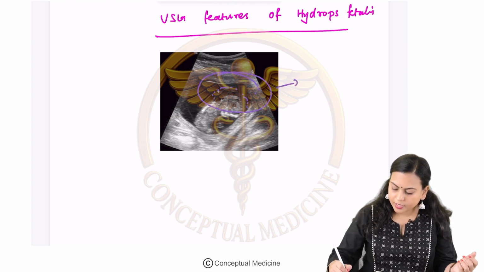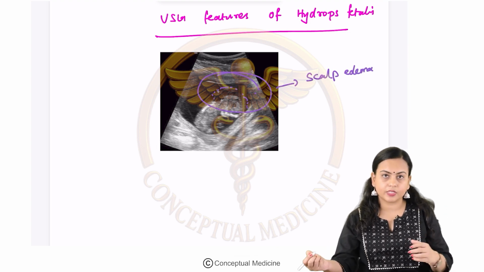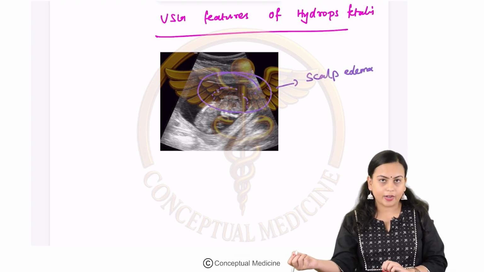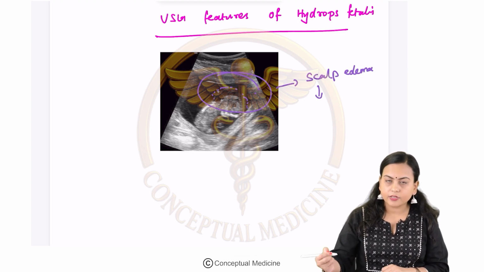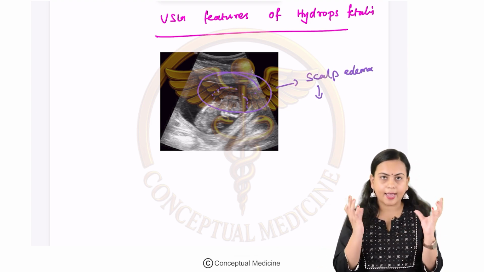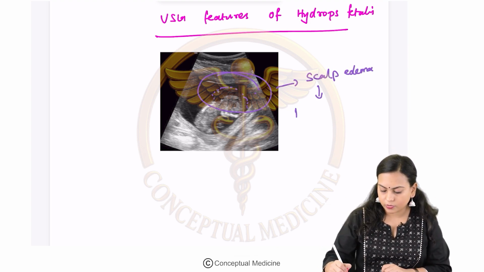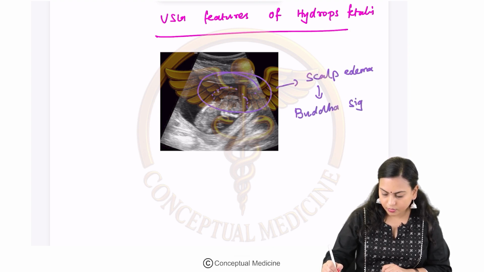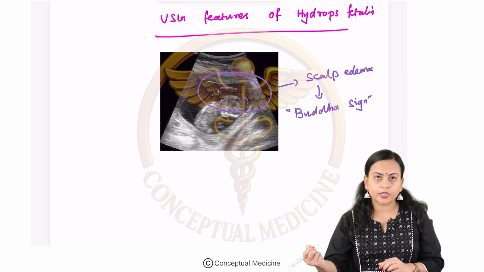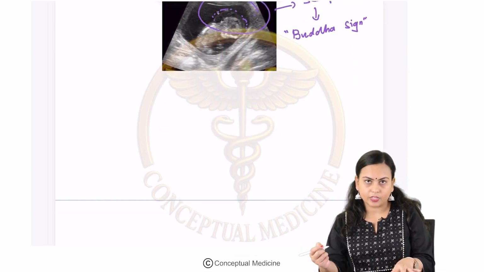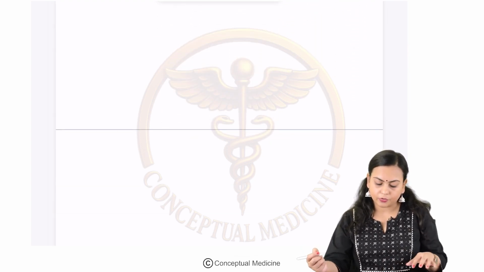So, there can be scalp edema, that is the first visible sign that is seen in the case of Hydrops fetalis, okay. So, this sign, since it is looking like a halo around the head, is also known as Buddha sign, okay. So, this is a feature of Hydrops fetalis we will be able to make out in ultrasonogram.